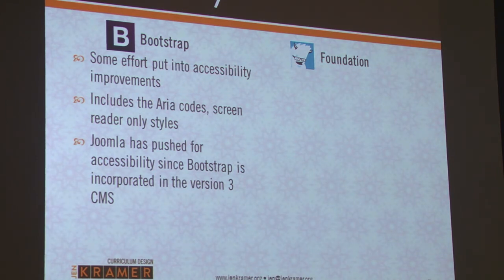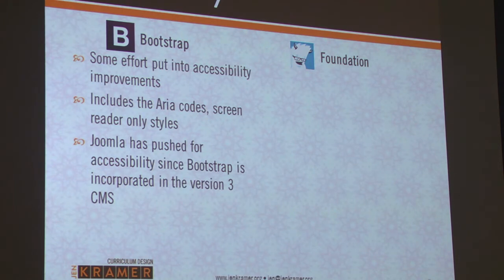Joomla has incorporated Bootstrap 2 in Joomla version 3. They ship together as part of core. Joomla has always had a big commitment to accessibility, and so what they told Bootstrap was, you guys got to get up on your accessibility game in order for us to continue to use your product. So Joomla has really done a lot to push for Bootstrap's accessibility.